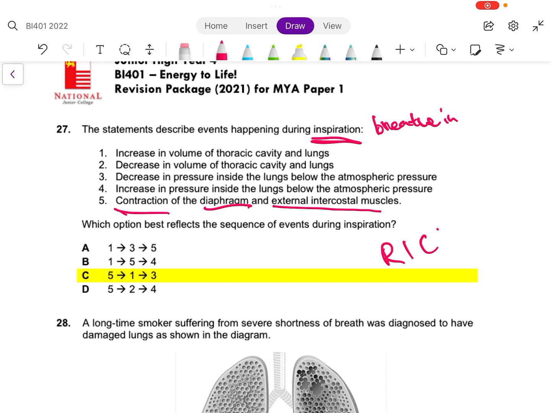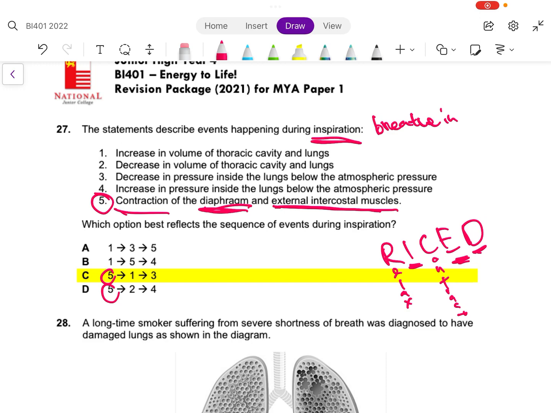Okay, so remember when you breathe in, rise. Means that you relax the internal intercostal muscles, you contract the external intercostal muscles. And you also have to contract the diaphragm. So I think maybe raised is better. Okay, so you have to contract the diaphragm and the external intercostal muscles. And this will help to increase the volume of the thoracic cavity and decrease the pressure in the thoracic cavity, and then air will rush in. So that's why you need to start off with number 5.